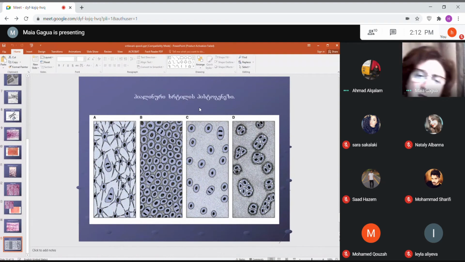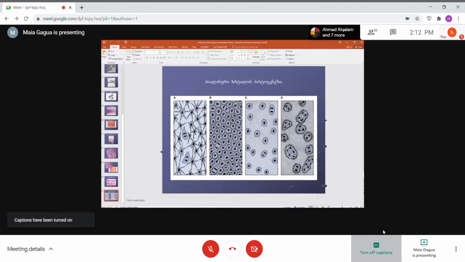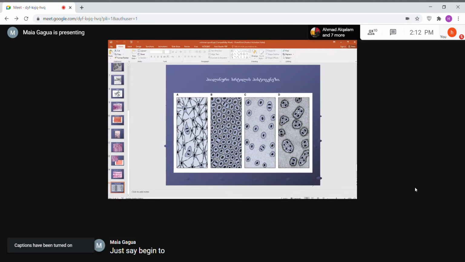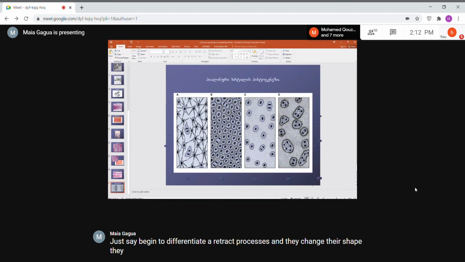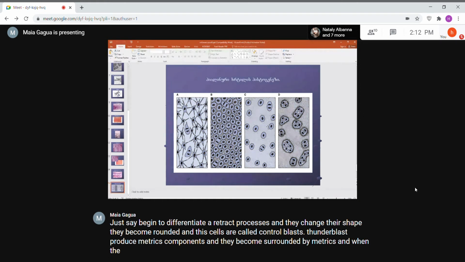Mesenchymal cells have processes. They are undifferentiated cells, and as they begin to differentiate, they retract processes and change their shape. They become rounded, and these cells are called chondroblasts. Chondroblasts produce matrix components and become surrounded by matrix, and when the amount of matrix increases, cells become separated from each other.